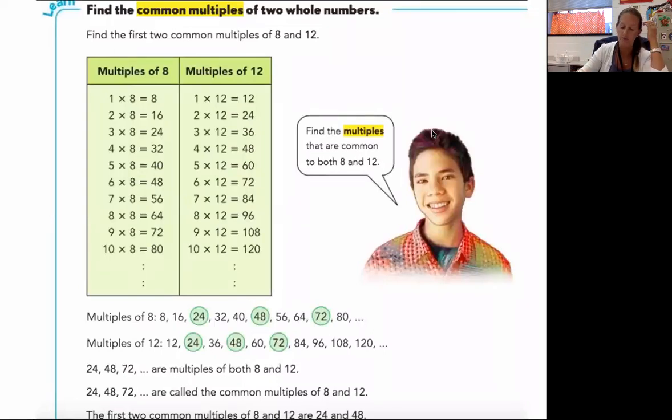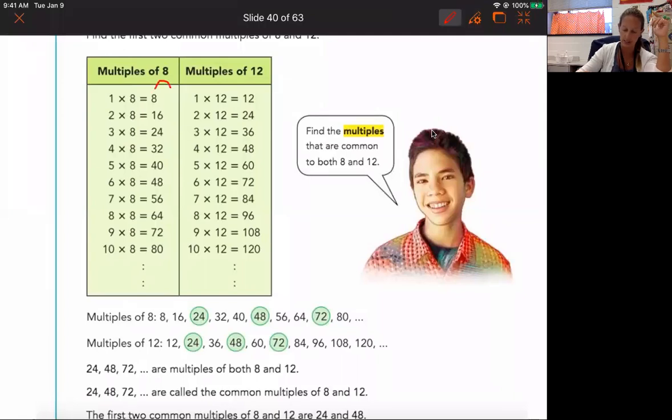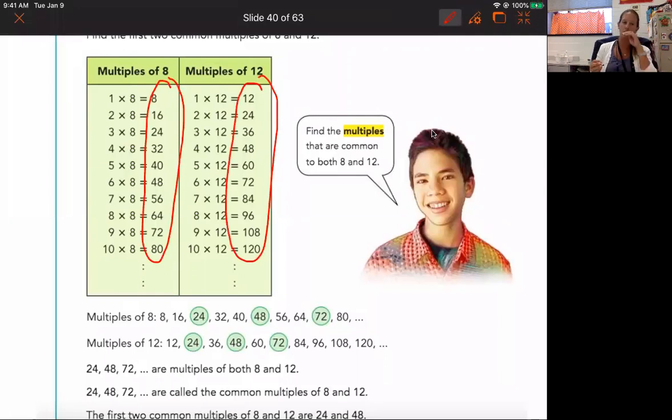So if I'm looking for multiples of 8, it's going to be 8, 16, 24, and they're listed over here on the side because you're going to take that number and multiply it by 1, 2, 3, 4, and so on. Your multiples of 12 are 12, 24, 36, 48, 60, 72, and so on, right? So once you find your multiples of those numbers, then we want to find the common multiples. Which ones do they share?